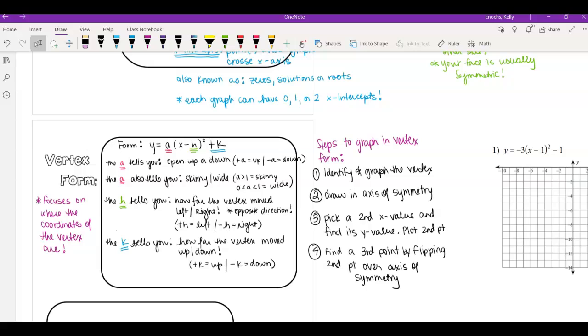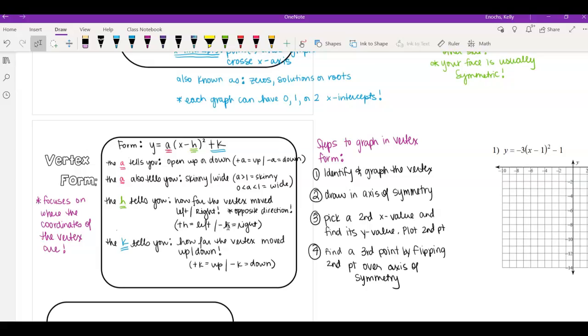A also tells you if it's skinny or wide. So if it's a really fat parabola or really wide U shape, or a really skinny U shape: any big numbers, numbers that are greater than 1, so 1, 2, 3, 4, 5, etc., those are all going to give you a skinnier parabola. Any numbers that are fractions or decimals between 0 and 1, so 1/2, 1/3, etc., that's how you're going to make your parabola wider.